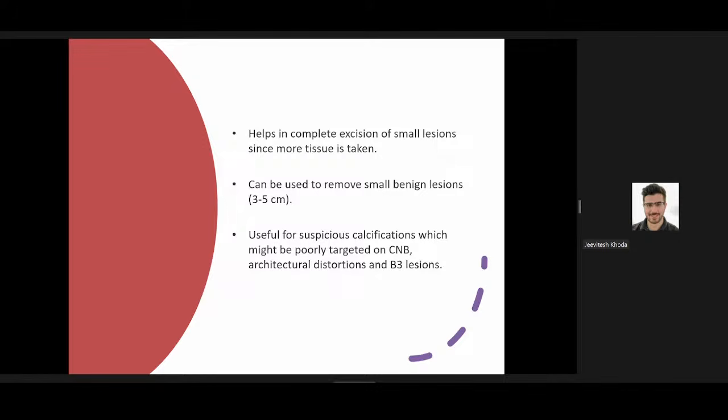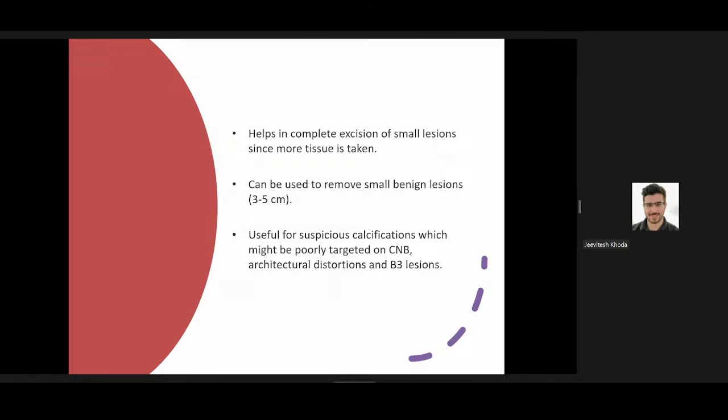Any suspicious calcification which you're seeing there, which might represent DCIS, which has not formed a well-formed lesion on ultrasound, you might miss it. So that can be targeted on VAB. And for any architectural distortion and B3 lesion, as mentioned earlier, with core needle biopsy, anywhere from 10 to 50% might eventually turn out to be malignant. So in these cases, this is very useful.